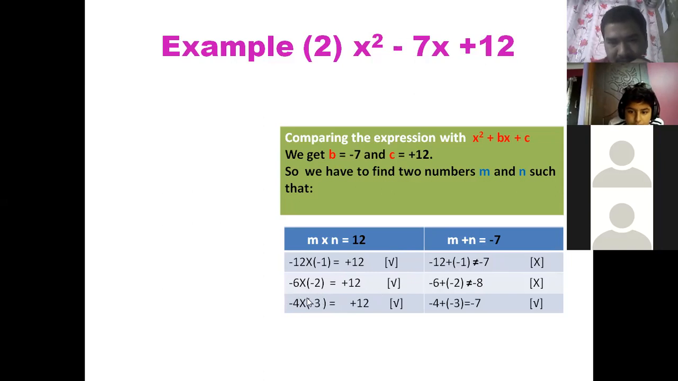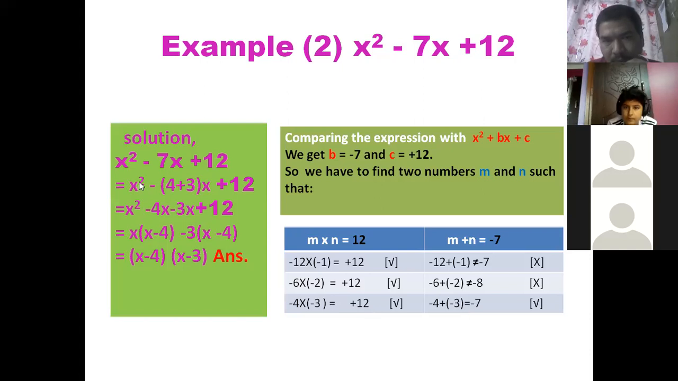Now last, what is there? Minus 4 and minus 3. Plus 12, and minus 4 plus minus 3 is minus 7. Then we have to write here like this. Look here, both are minus. In place of 7, we wrote minus 4 minus 3. When you remove the bracket, it comes minus 4x minus 3x.